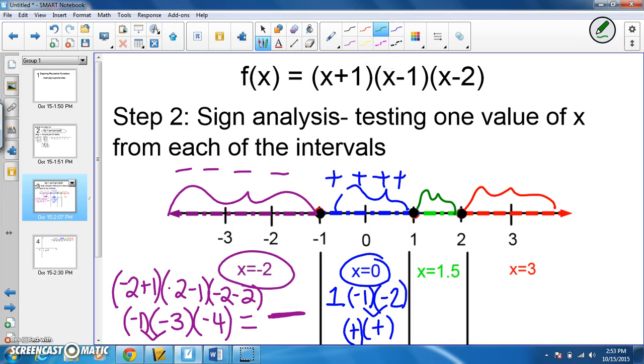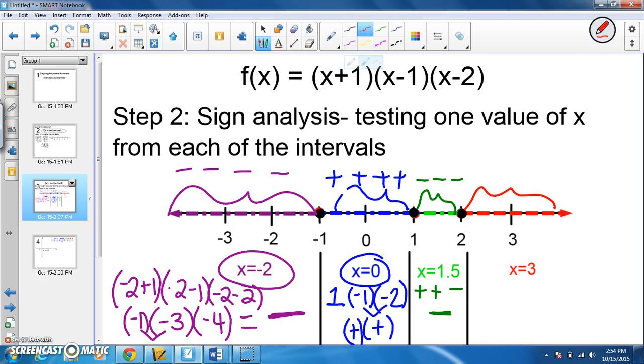Now we have an interval between 1 and 2, so we need to pick a point in the middle, so I picked 1.5. Go and plug in 1.5. 1.5 plus 1 is positive. 1.5 minus 1 is positive. 1.5 minus 2 is negative. So now we have a positive times a negative, making this interval negative.